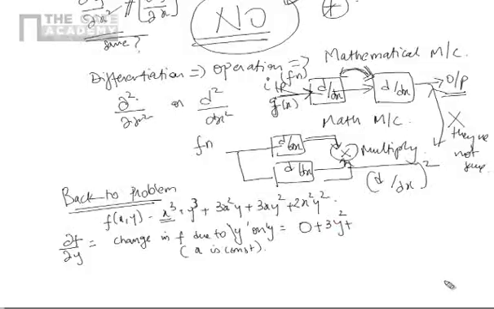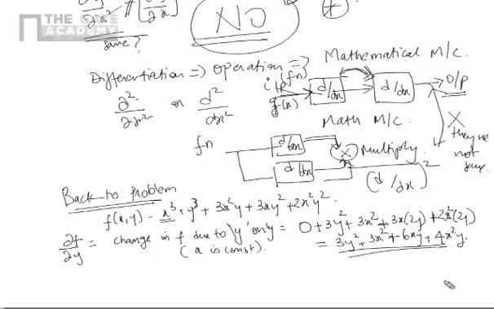y³ will give me 3y², and 3x²y will give me 3x², because I am differentiating with respect to y. Similarly, 3x is a constant for me, and I differentiate y², so I get 3x into 2y. Plus 2x² is a constant term, and I get 2y. When I simplify this, we get 3y² + 3x² + 6xy + 4x²y. This is what I get.